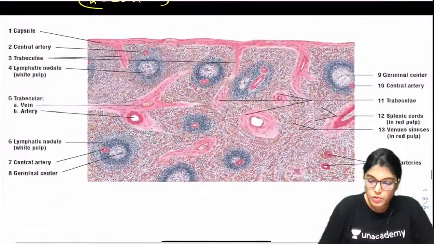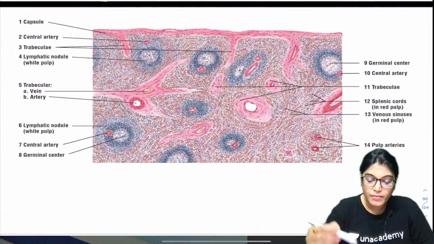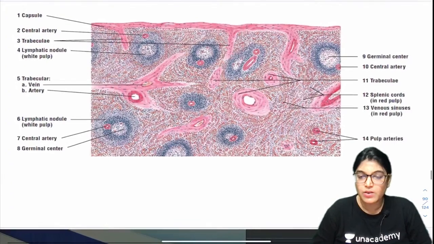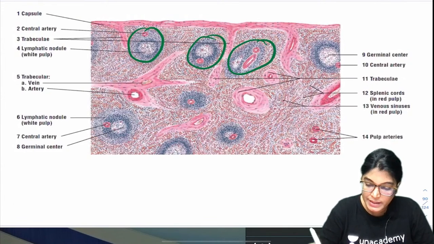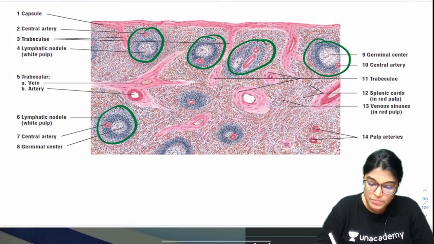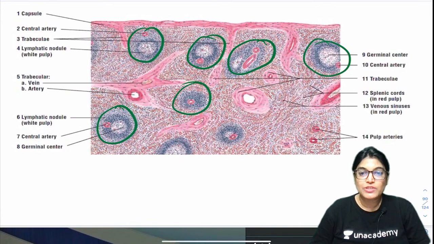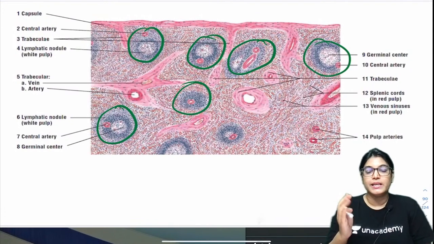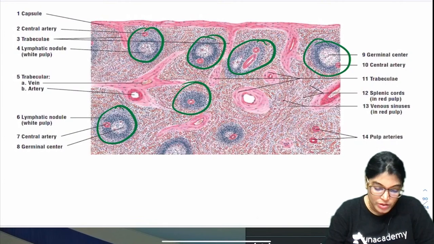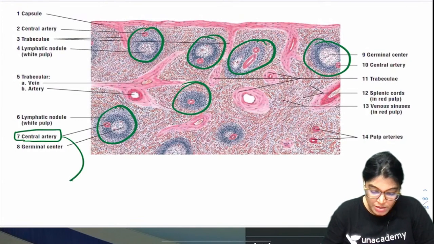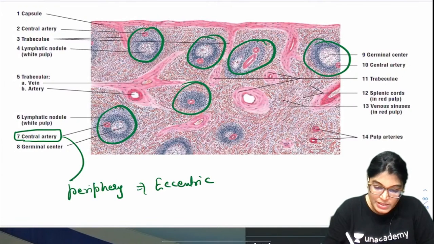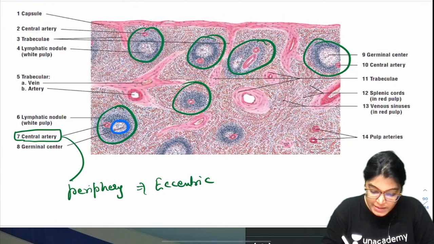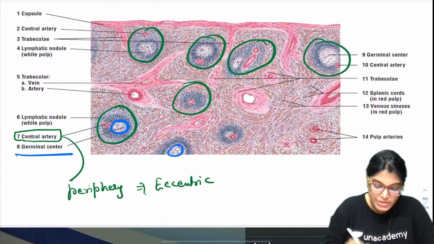So let me just show you once more. I will write this detail also, don't worry. Here also you can appreciate these are all lymphatic nodules. This is a diagram taken from Di Fiore's histology atlas, and here you can nicely appreciate that the location of the central artery is towards the periphery and it is eccentric, my dear friends. And also in the center, the lighter stained structures are called germinal centers.